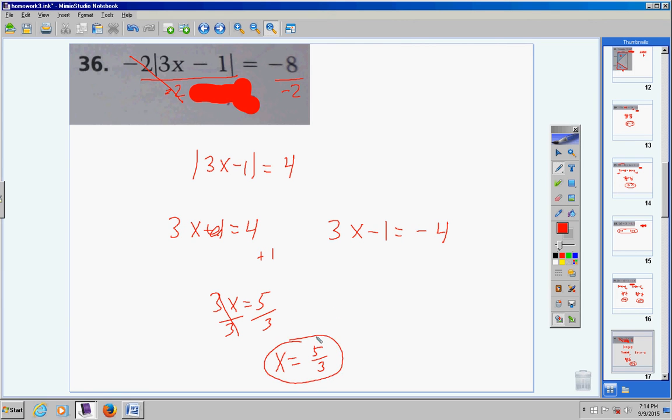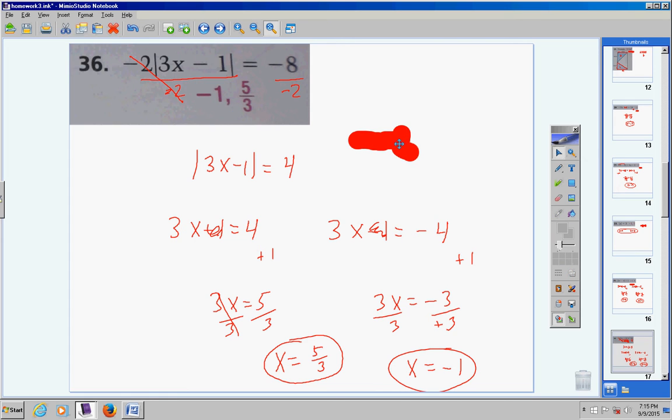Okay. Now over here, bring the negative 1 over, make it a positive 1. So I'm left with 3x equals negative 4 plus 1, negative 3. Divide this by 3, divide this by 3, and x equals negative 1, because a negative over a positive is negative, and 3 divided by 3 is 1. So the answers should be 5/3 and negative 1. There we go. Okay, alright, moving on.